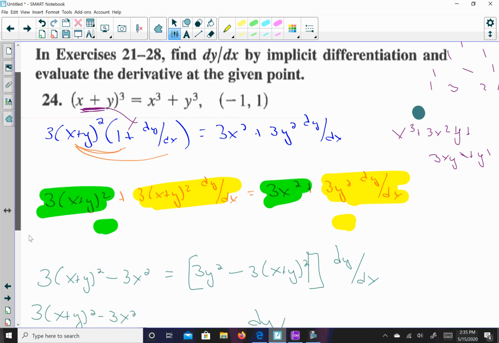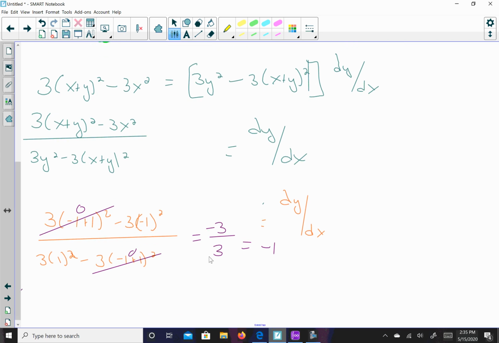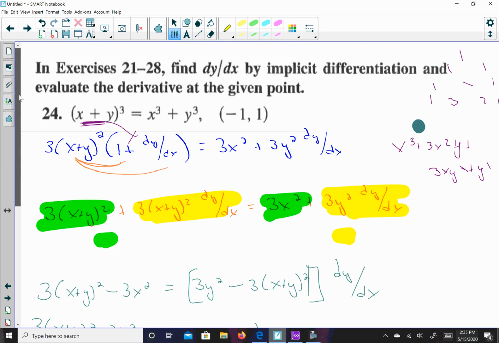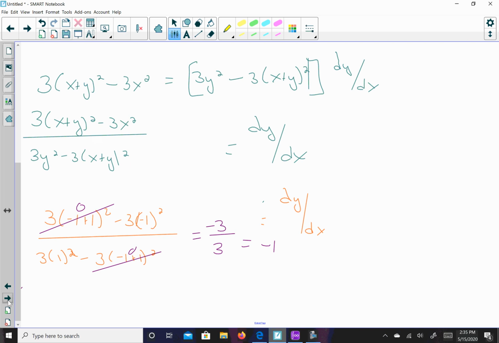Remember though, your end game is to try and find the derivative at the point. So as soon as you find dy dx, you can try and simplify this if you want, but I say why bother? Just substitute in your points and move on with life. All right, moving on.